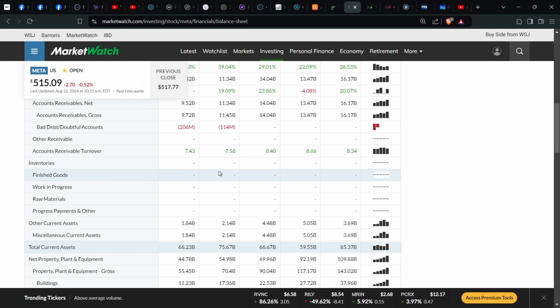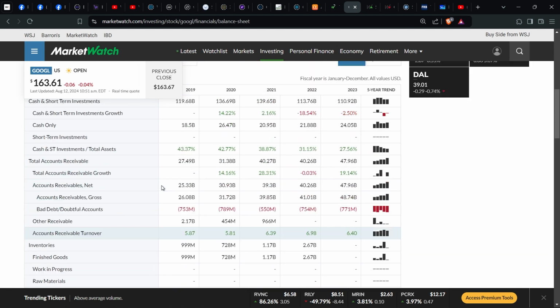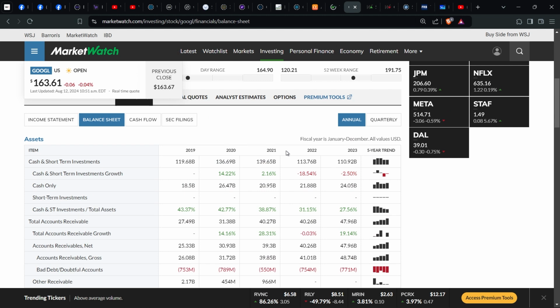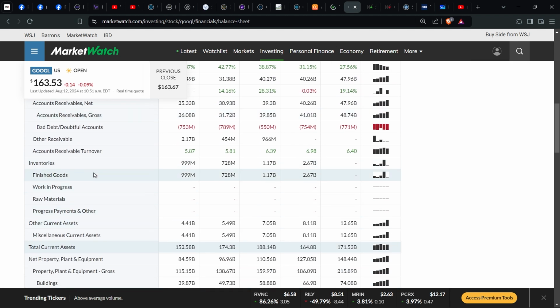Another company is Google. Let's check Google. This is Google now. You can see 2019, 2020, 2021, 2022, 2023. On the inventories part, they only have finished goods. There are no raw materials, there is no work in progress. These are probably goods they bought from another company that they were willing to sell in the coming financial year. There are products that Google does sell.